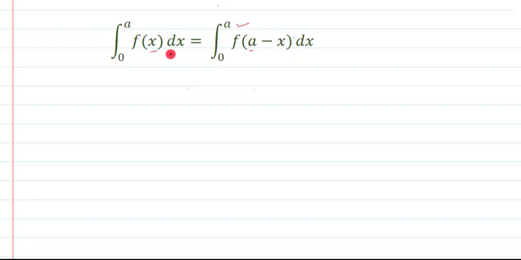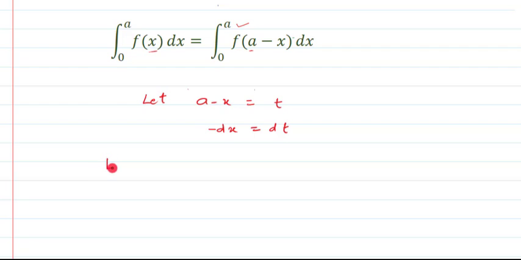So the value of this integrand will remain the same if we change x into a minus x. So let me prove this property. To prove this property, let us substitute a minus x as t. So we are having minus dx is equal to dt.